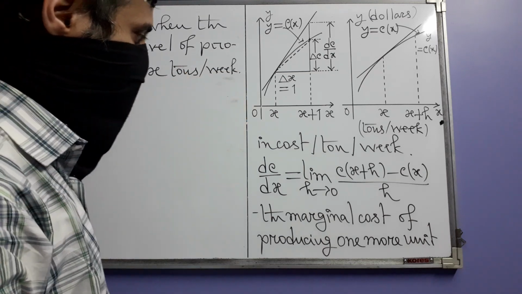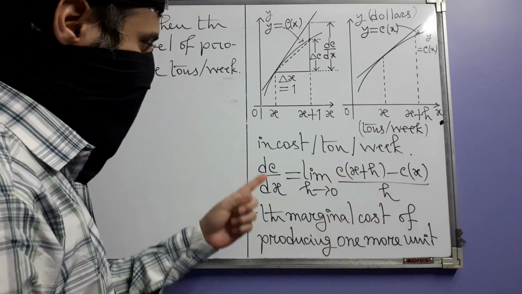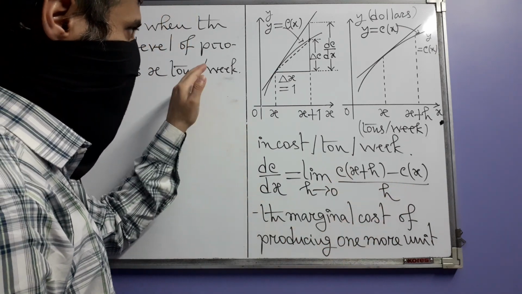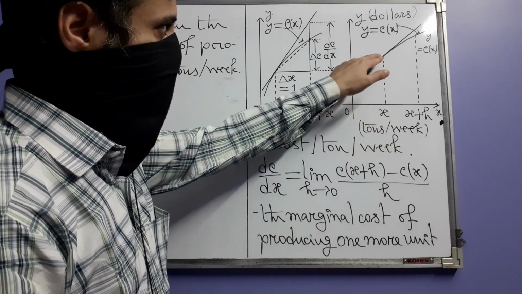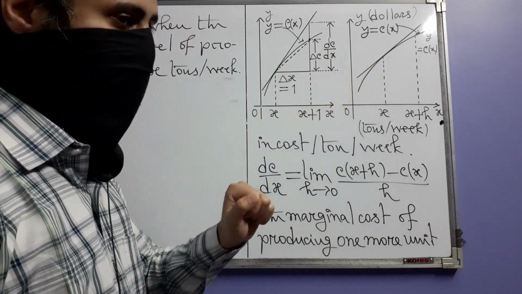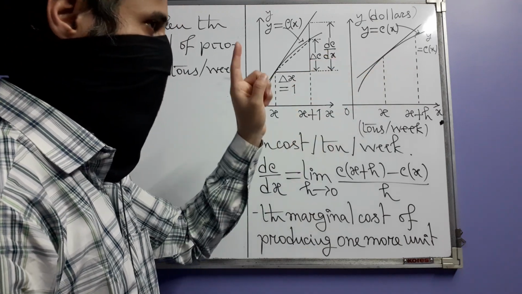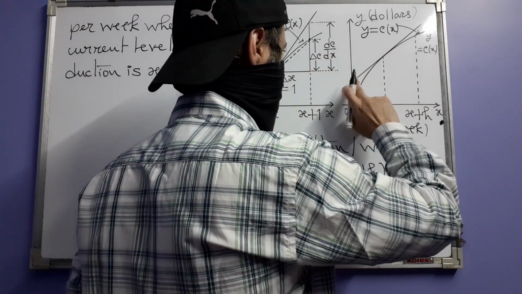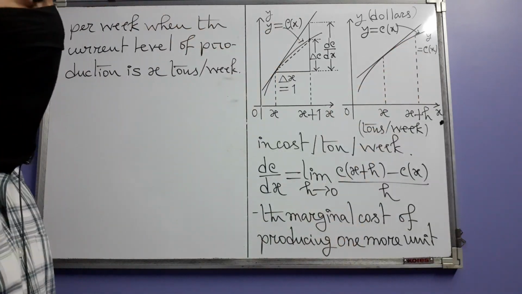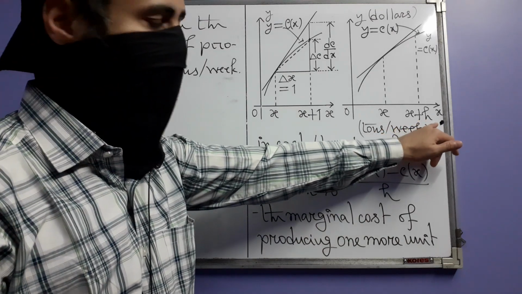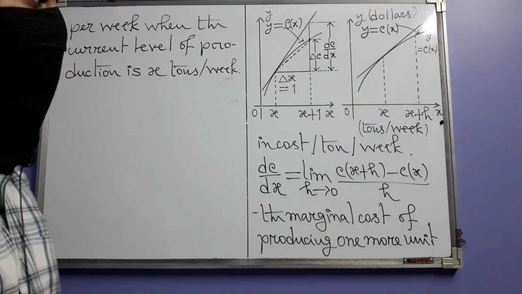If X changes, most likely this limit will also change. So that is why at that level of production, the marginal cost is this. So at that level of production, the marginal cost is here, C of X. The cost of producing that much is C of X, and the marginal cost is the derivative. That means it's the slope of this curve or the slope of the tangent at this point. If you produce more, X plus H tons per week, then the cost is more, C of X plus H.